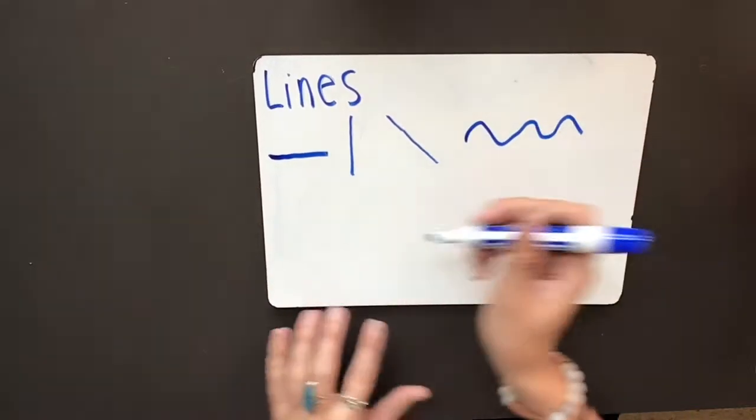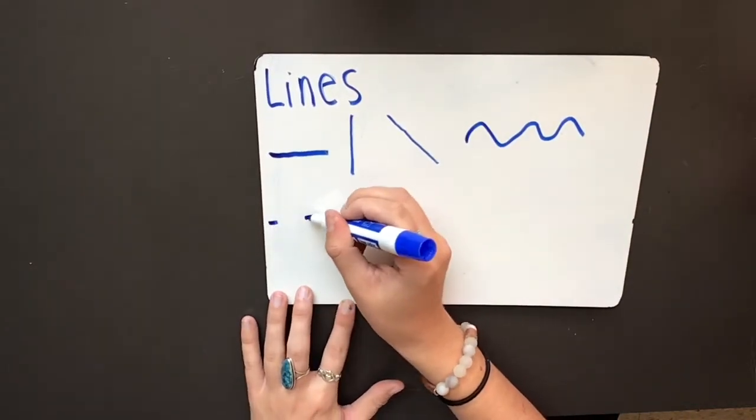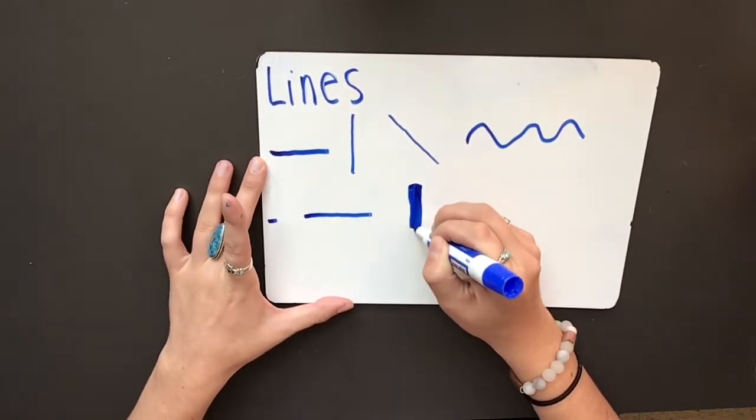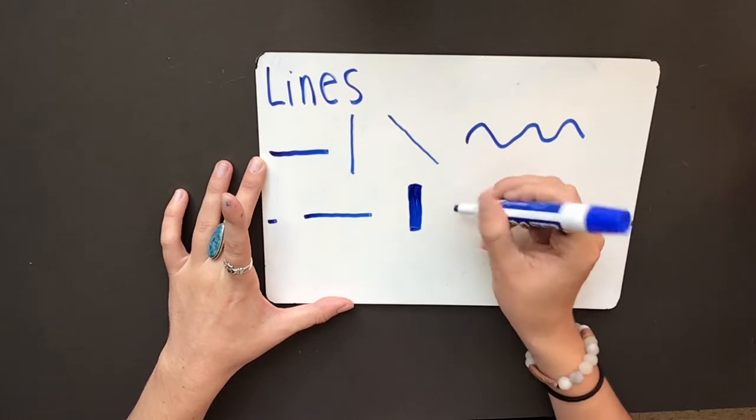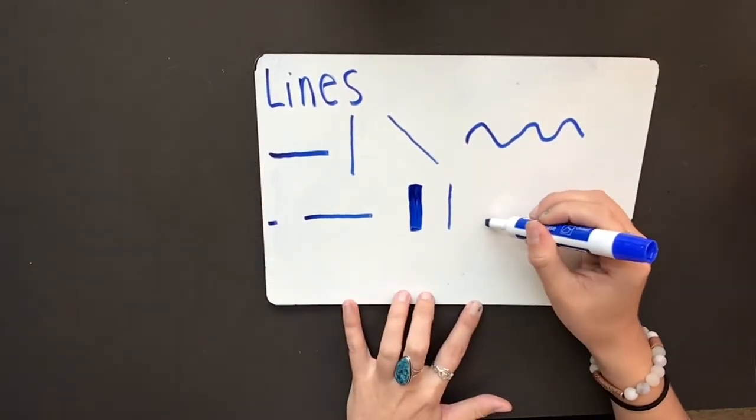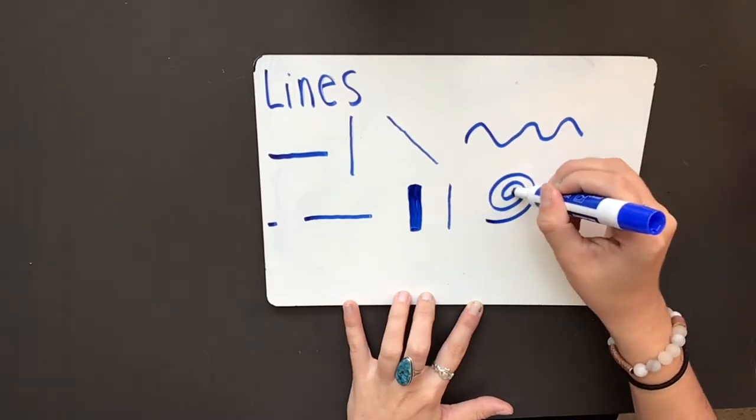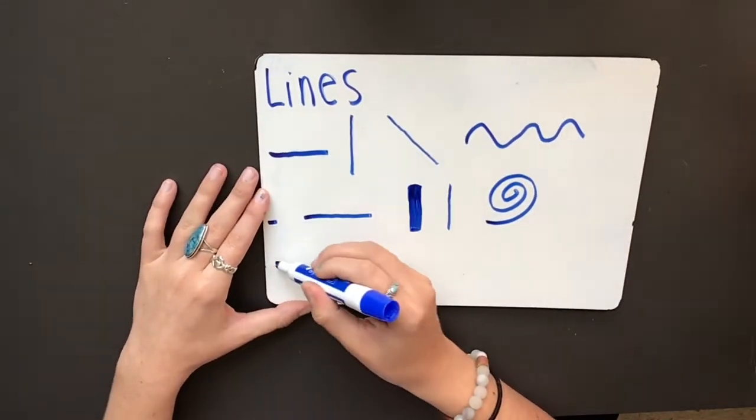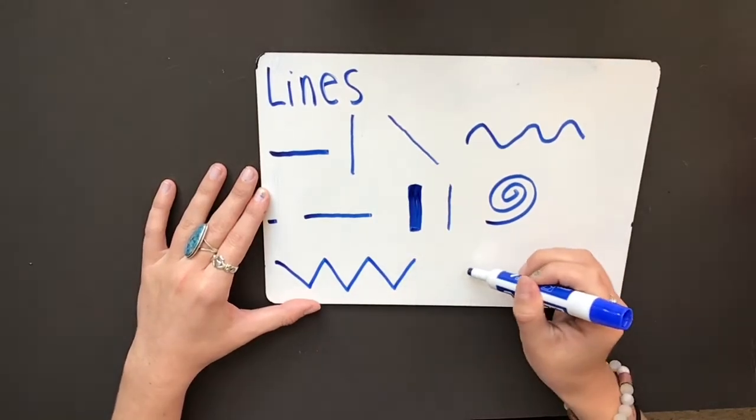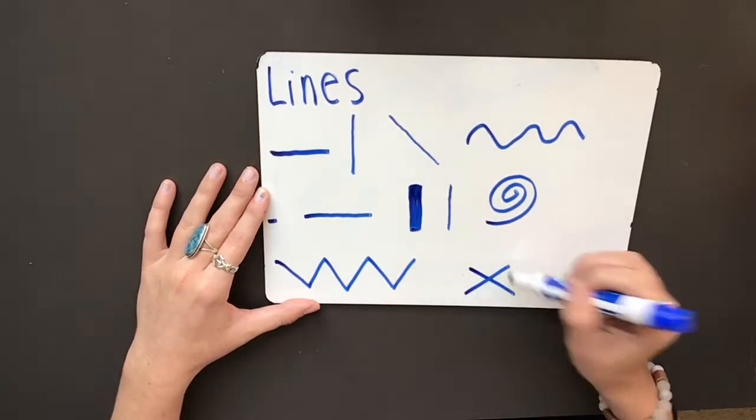There are also curvy or wavy lines. There's short lines, there's long lines. There's even fat lines or thick lines, and then skinny or thin lines. There's also curly and spiral lines. There are zigzag lines, and there are crisscross lines that make an X.